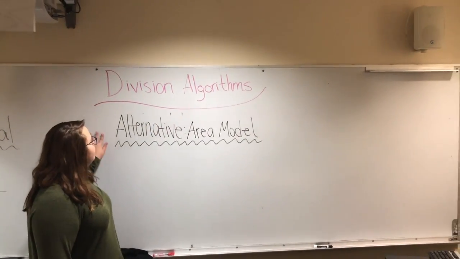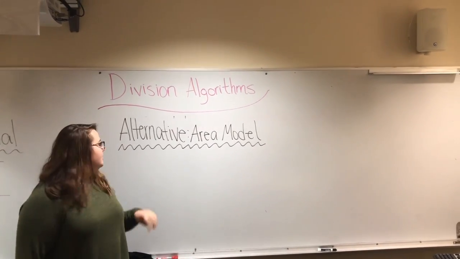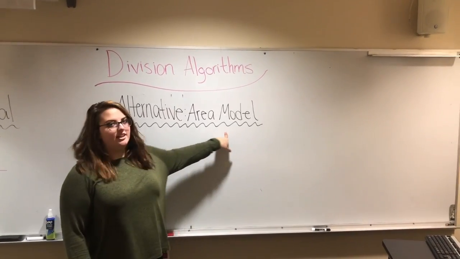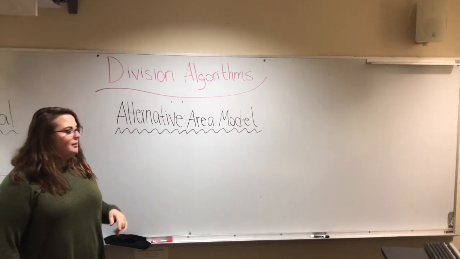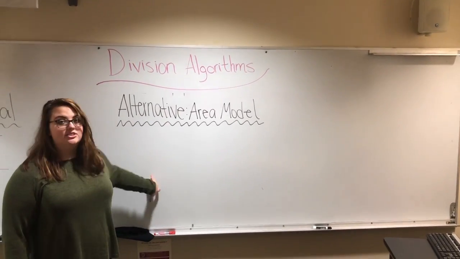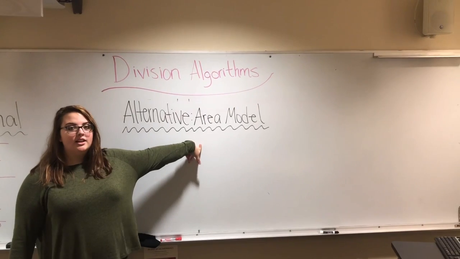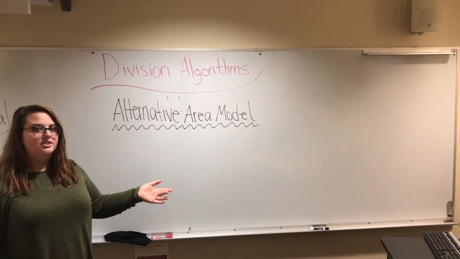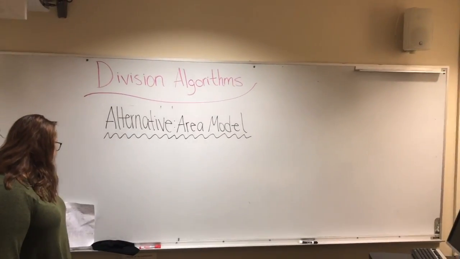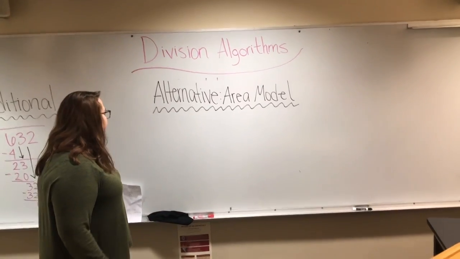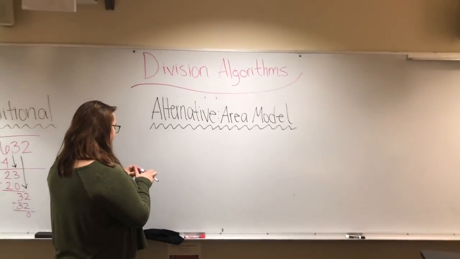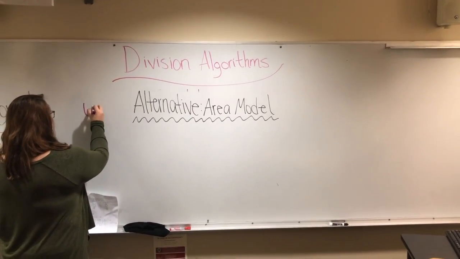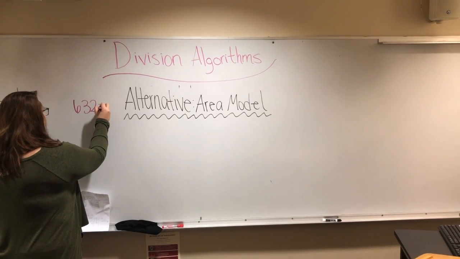Okay, so now we're going to learn an alternative model, or alternative algorithm for division. So what I'm going to teach you today is the area model. What's so awesome about math is that there are so many ways to get to the same answer. So this is just going to be one alternative way that we're going to learn today on how to get to the same answer that we got with the problems we just worked on with the traditional algorithm. So the area model, we're going to start off with the same problem we did earlier. So we're going to do 632 divided by 4.